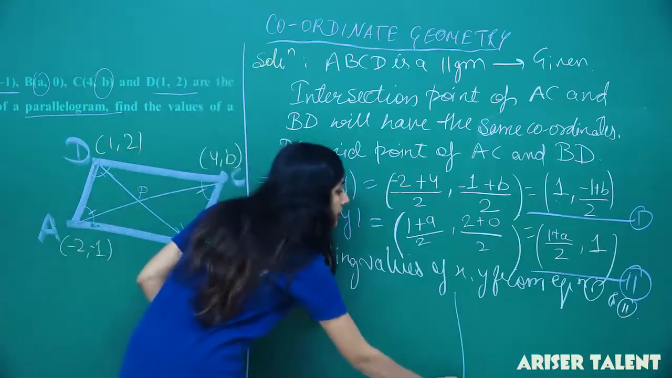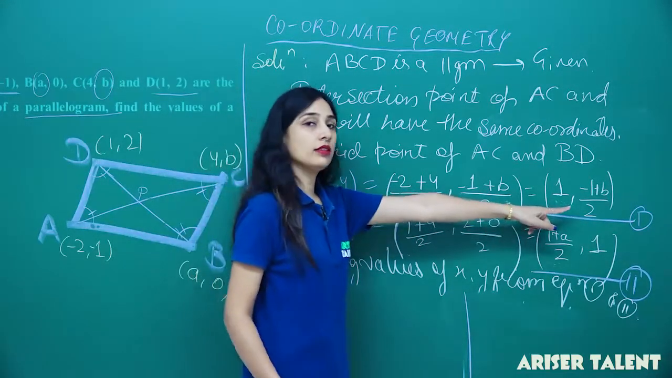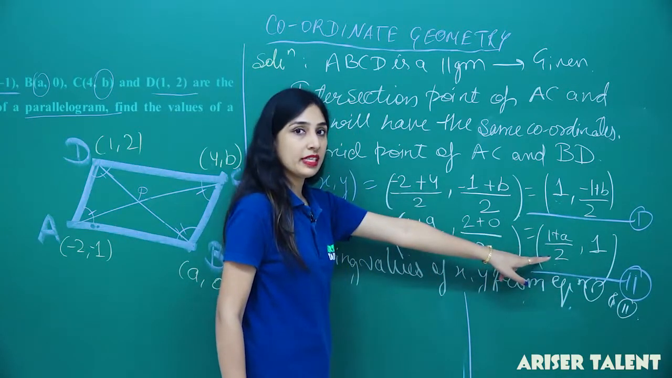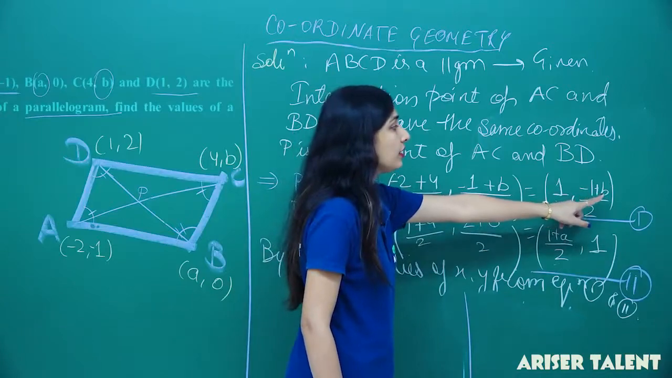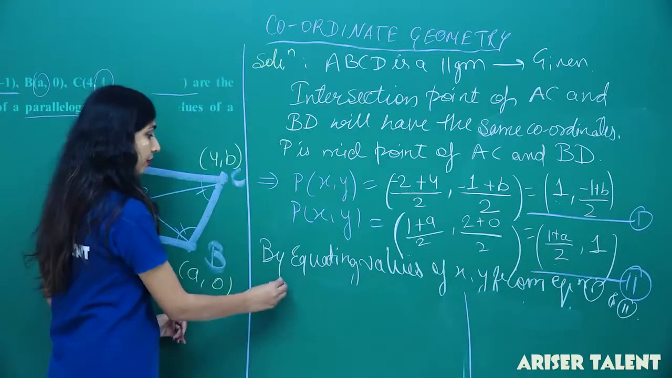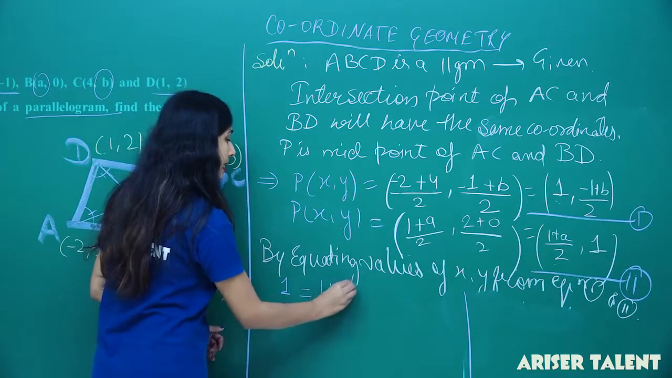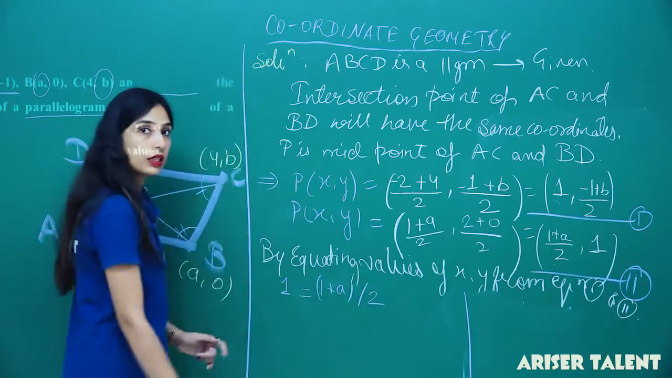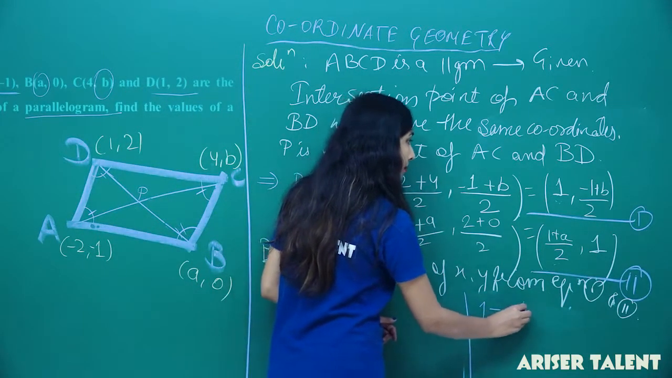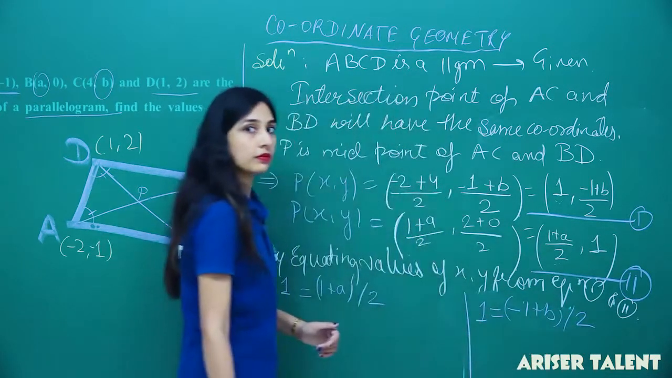So if we compare these two equations, this is the value of x, this is the value of y, again this is the value of x, this is the value of y. So 1 equals 1 plus a by 2 and minus 1 plus b by 2 is equals to 1. Okay, so I am writing here, this first, that is 1 equals 1 plus a by 2. This is first. Now this is second. Here 1 equals minus 1 plus b by 2.